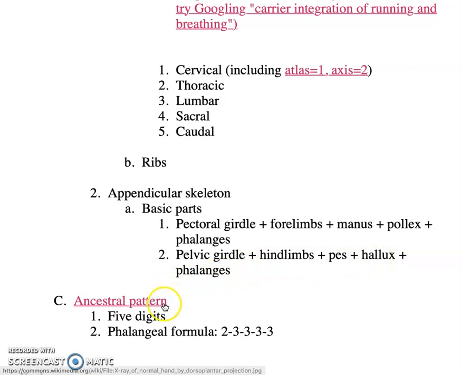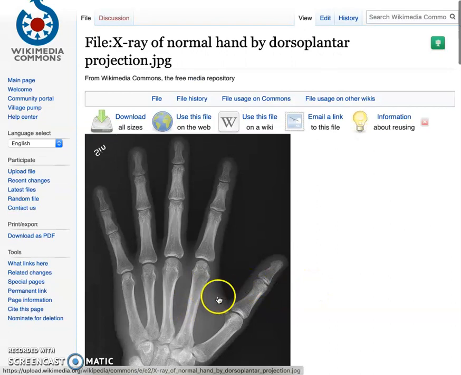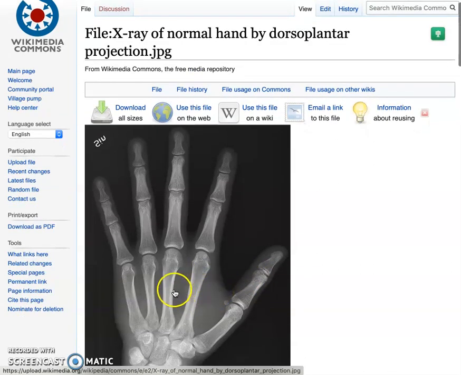And then finally, the ancestral mammals had 5 digits on each foot or hand, and the phalangeal formula is 2, 3, 3, 3. That means the first digit has 2 joints, all the remaining digits have 3 joints. If you look at your own hands and feet, you see the exact same pattern. So we are ancestral in terms of mammalian anatomy. So here you can see the thumb, and there are 2 bones that make up the thumb, and 3 bones that make up each of the fingers. 2, 3, 3, 3.